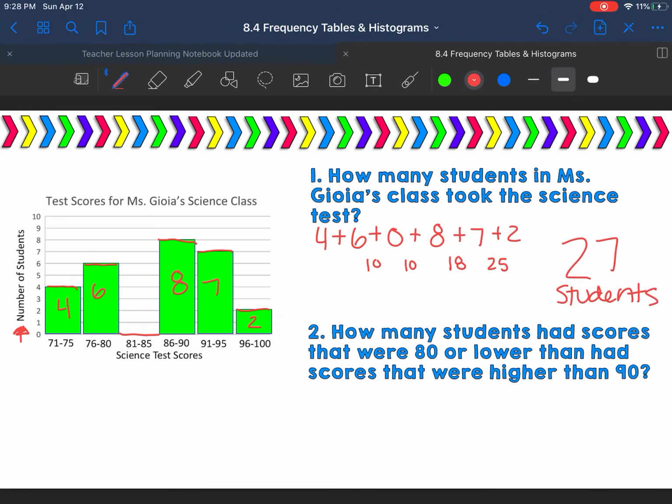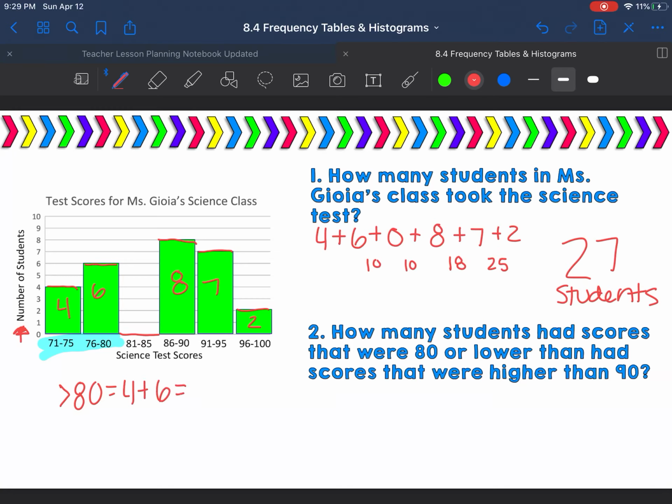How many students had scores that were 80 or lower than had scores that were higher than 90? So let's come over here and let's look at all of my categories that are lower than 80. So lower than 80. It can't be 81. That's higher. So it has to be these two categories. So first thing I need to do is I need to add those two categories.